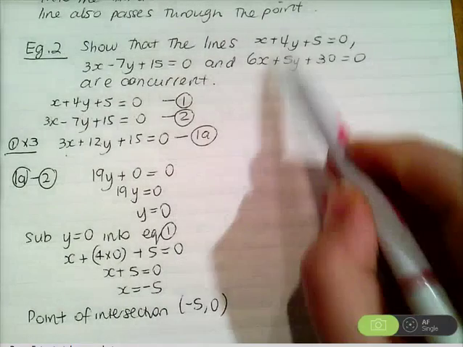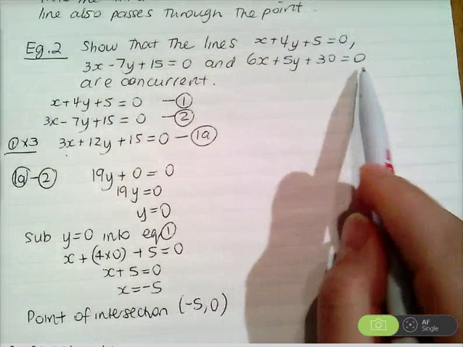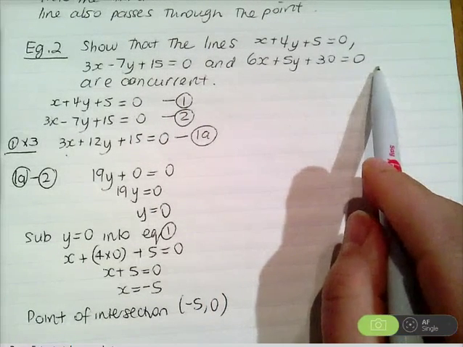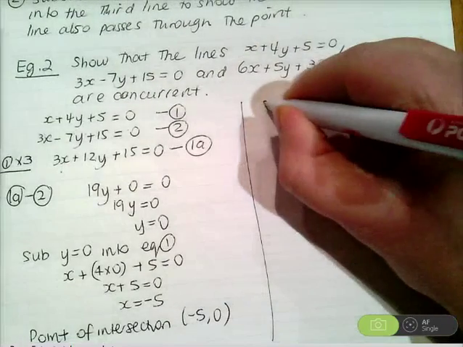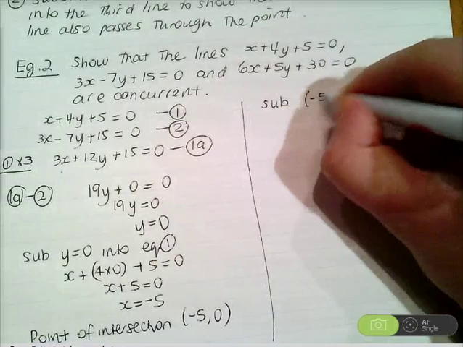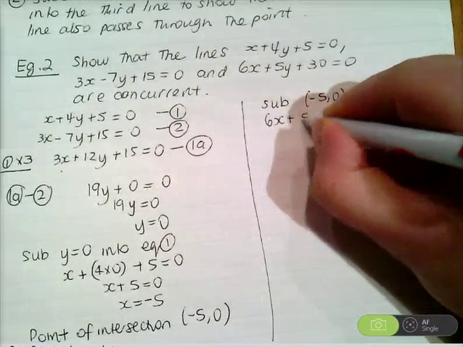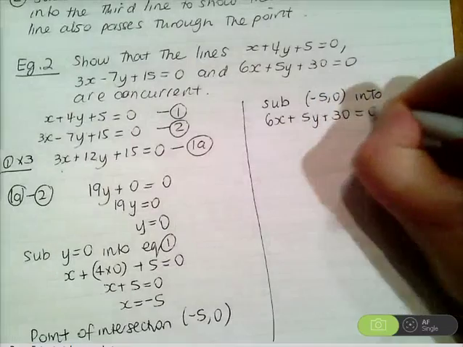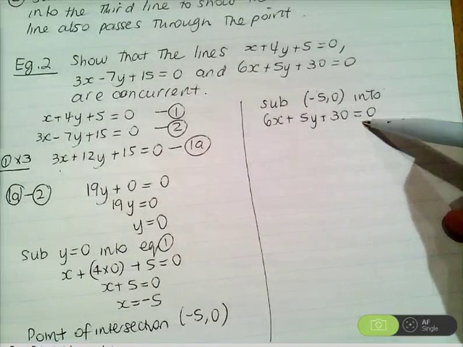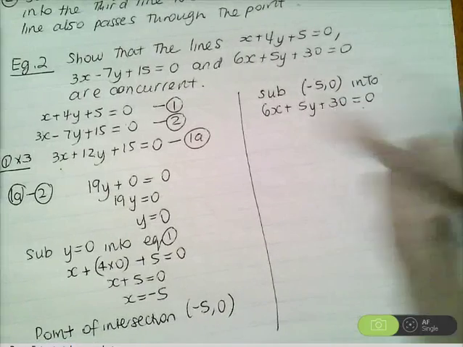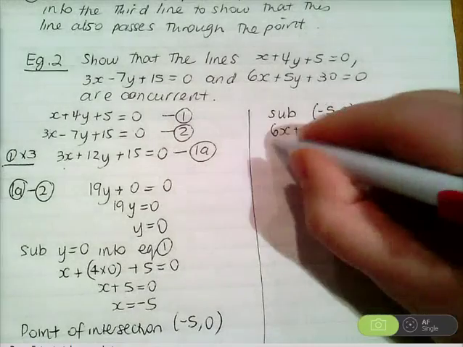So that's the point of intersection of these first two lines. Now to show that this third line, 6x plus 5y plus 30 equals 0, also passes through the point of intersection of these two lines, we're now going to substitute the point -5, 0 into the equation of this third line, into 6x plus 5y plus 30 equals 0. And if this point -5, 0 satisfies that equation, then that means that line passes through that point as well. So we're going to substitute this point in.